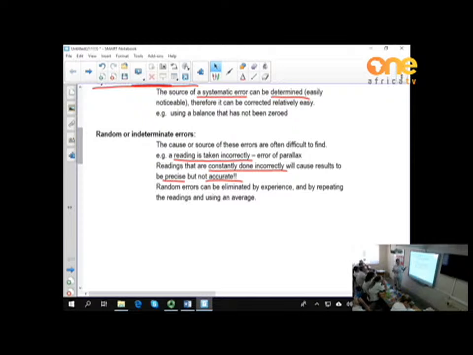I'll come back to precision and accuracy in a moment. Random errors can be eliminated by experience and by repeating the reading and taking an average. Remember when we said we need to make a test fair? To make a test fair, one of the things we must do is take an average. Because the more readings you take as well as possible, the more accurate your answer becomes. It will eliminate maybe one error where you took one reading wrong. It cancels out that error.